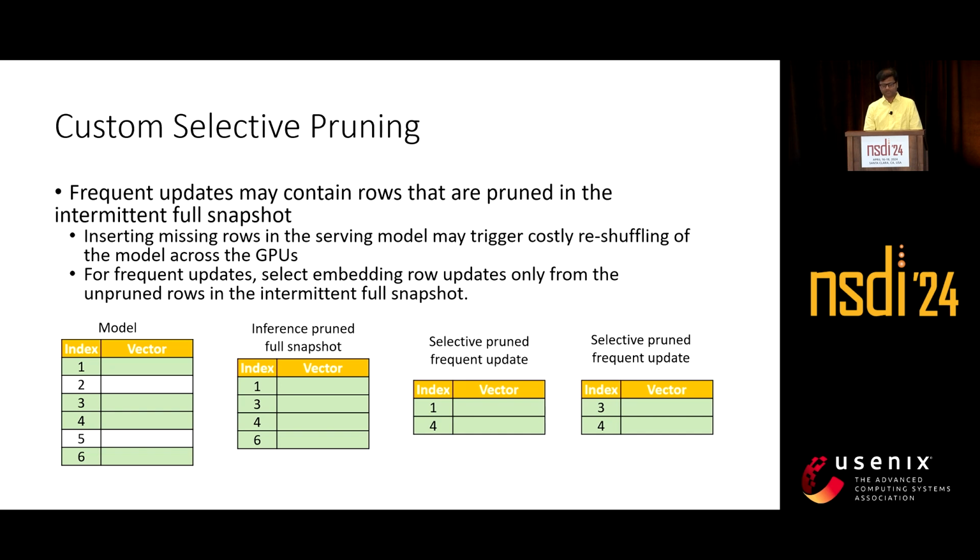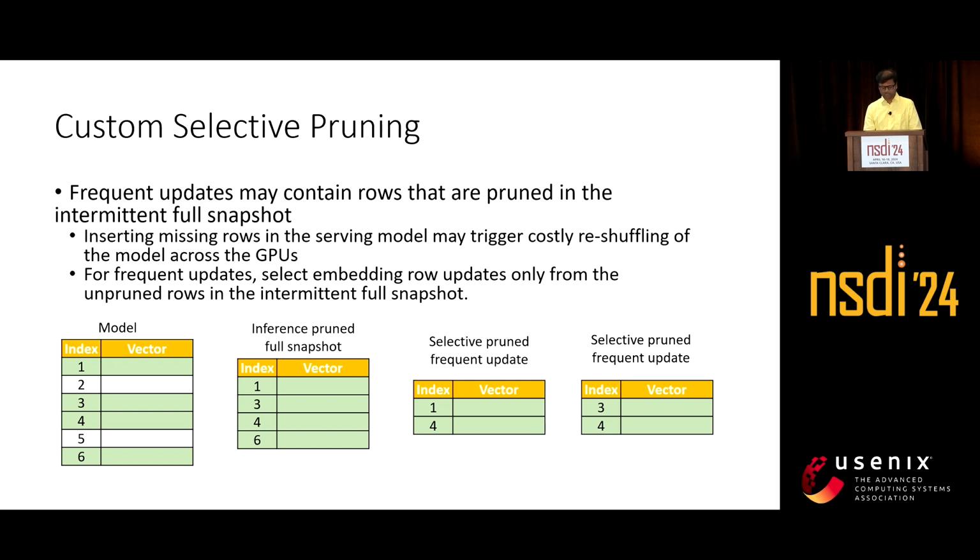There can be an incompatibility between the intermittent full snapshot pruning and the selective pruning that we do when frequently publishing the update. A row that has been pruned during the full snapshot publishing may appear in the frequent update. These rows may lead to a lot of reshuffling of the serving model across the GPUs, as embedding tables are stored in compact array data structure distributed across the GPUs.